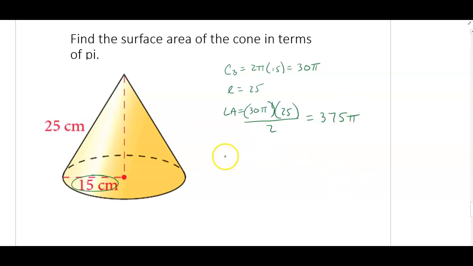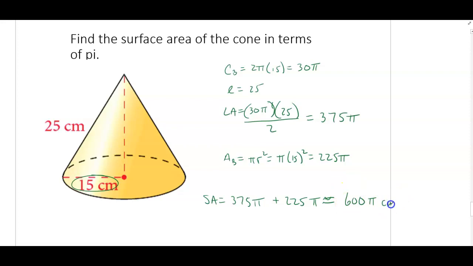Okay, so now the area of the base, remember it's a circle, so it's going to be pi times radius squared. So pi times 15 squared would give you 225 pi. And now my surface area is going to be my lateral area, 375 pi, plus the area of one base, 225 pi, which gives you 375 plus 225, which is 600 pi, and that would be centimeters squared. Okay.